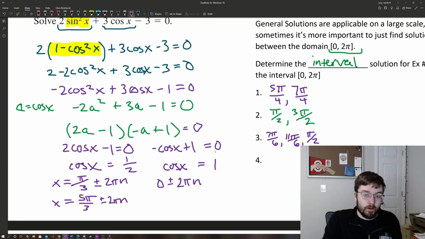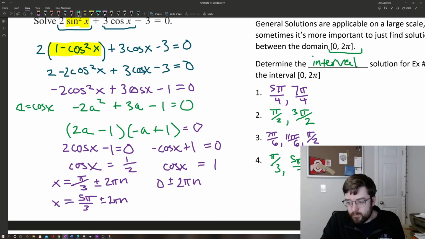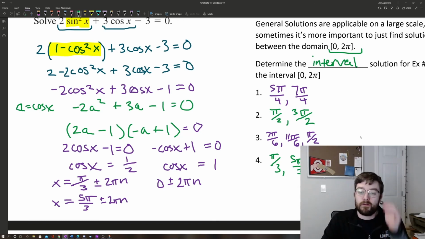All right, so I hope that was a decent example for you. Just to wrap it up, let's make sure we get the interval solution for this as well. We've got pi over 3, 5 pi over 3, 2 pi, and 0, because 2 pi and 0 are both inside the interval that we're given. So just maybe a little bit of a change there with that one.